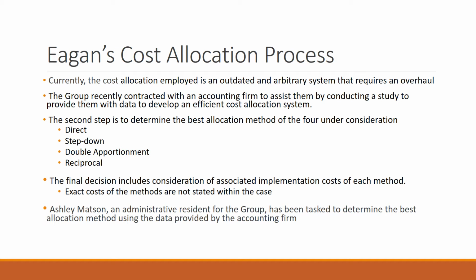The second step is to determine the best allocation method of the 4 under consideration: direct, step-down, double apportionment, and reciprocal. The final decision includes consideration of associated implementation costs of each method. Keeping in mind, exact costs of the methods are not stated within the case. Ashley Matson, an administrative resident for the group, has been tasked to determine the best allocation method using the data provided by the accounting firm.